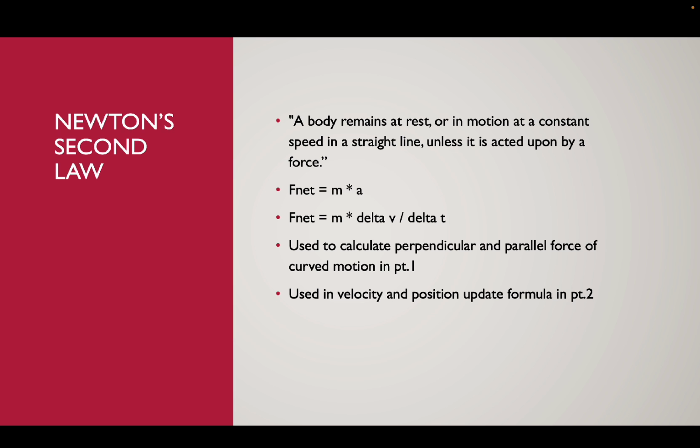In this lab, the fundamental physics principle is Newton's second law, which states that a body remains at rest or in motion at a constant speed in a straight line unless it is acted upon by a force. In formula, it can be expressed by F net equals m times acceleration, and also by F net equals m times delta v divided by delta t. It's used to calculate the perpendicular and parallel force of the curve motion in part 1, and it's also used to get the velocity and position update formula in part 2.